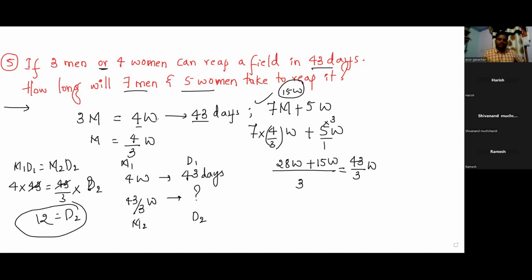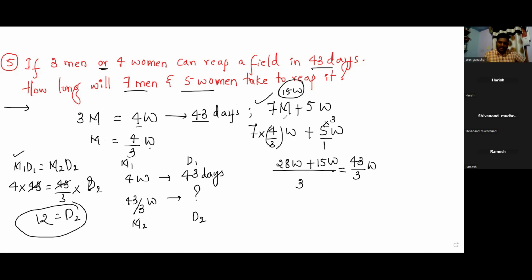So what we will do, if we had only women, then we would have directly used M1 D1 is equal to M2 D2. But we have men also, and we have women also. We'll first convert men into women, or you can always convert women into men also. There is no problem in that. So men is equal to what? 4 by 3 women. Getting this?